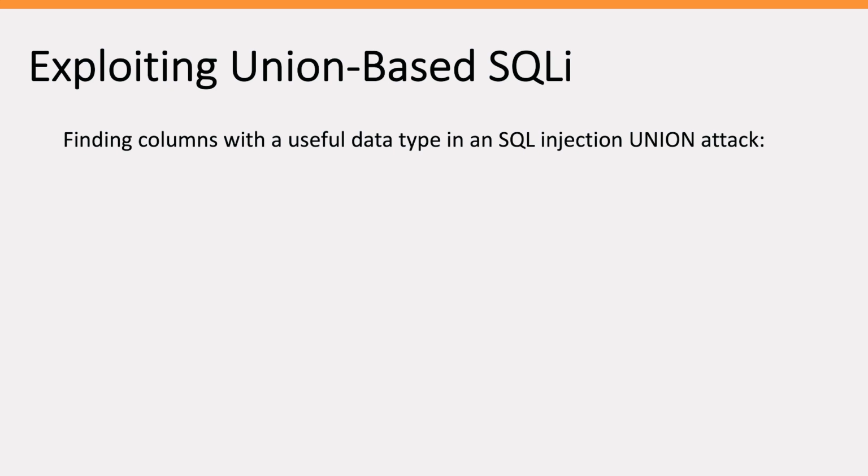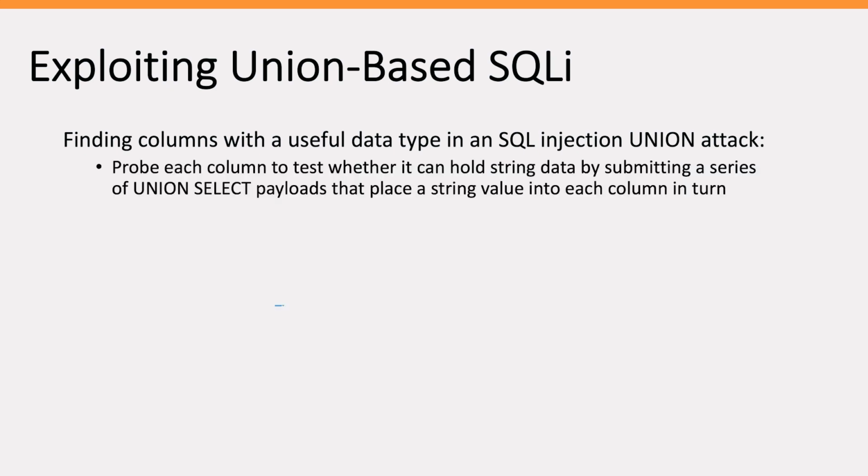Next, we need to find a useful data type in these columns. And so the way to do that is to probe each column to test whether it can hold string data by submitting a series of union select payloads that place a string value into each column in turn. So over here, now I know that it has 2 columns, right? From the previous exercise that we just did.